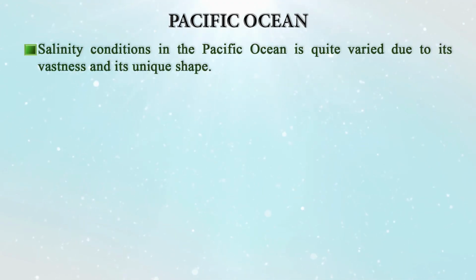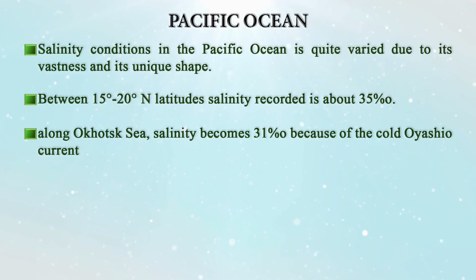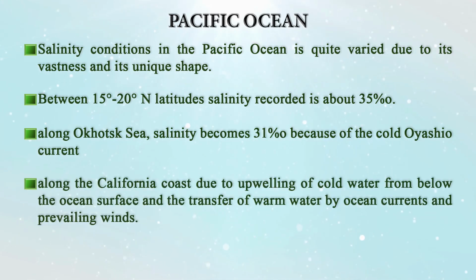Now coming on to the Pacific Ocean, salinity conditions in the Pacific Ocean are quite varied due to its vastness and its unique shape. Between 15 to 20 degrees latitude, salinity is recorded at about 35 per thousand. Also, it has the effect of ocean currents like the cold Oyashio current, which decreases the salinity along the Sea of Okhotsk. Along the California coast also, due to upwelling of cold water from below the ocean surface, salinity is decreased, and the transfer of warm water by ocean currents and prevailing winds also affects salinity in the Pacific Ocean.